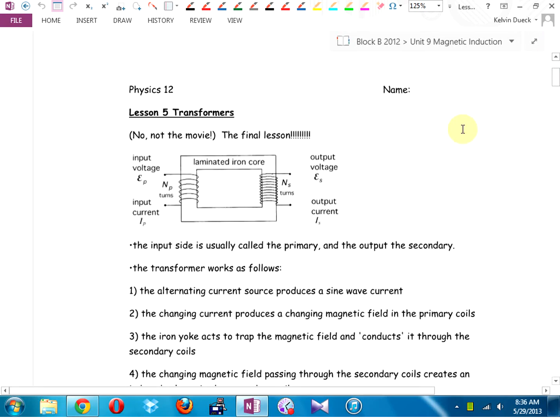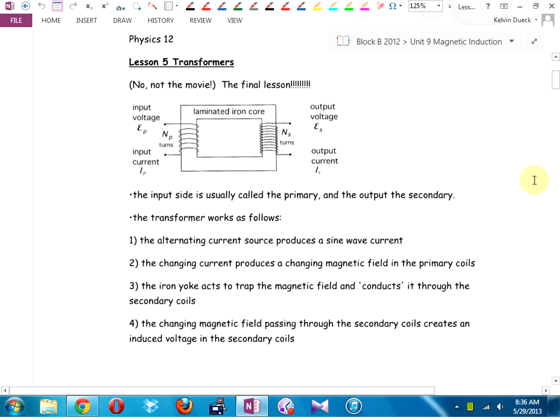So, lesson 5, the final lesson of this unit. This used to be the last lesson of the year, but I'm doing some equilibrium at the end of this yet. So, here's our picture. This is a transformer. What is a transformer?